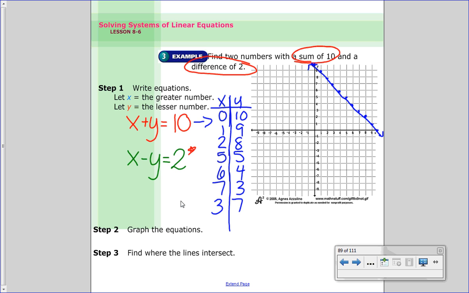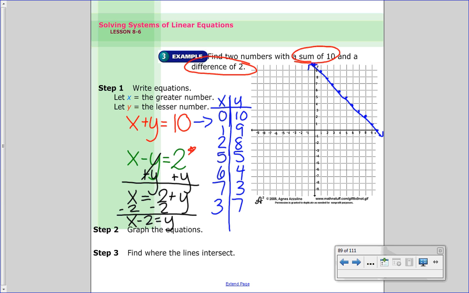Or another way to do it is to solve for y and then use the slope and y-intercept. So maybe that's what I do here. My whole job is to get y by itself. So this time I'm going to subtract y from both sides, so y is positive right away. And I have 2 plus y. Well, I'll subtract 2 from both sides. And I'm left with x minus 2 equals y.